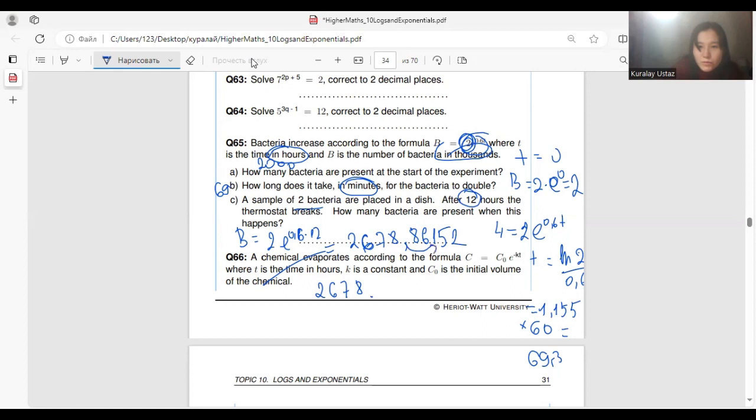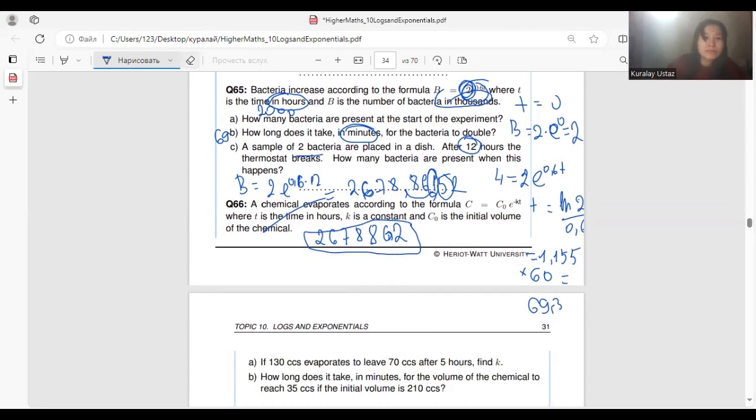So this one goes to here, 8, 6. So this one I will write as 2, because that's a bacteria. We cannot write in half, so this answer should be a whole number. Therefore, that's the answer. Okay, let's continue.